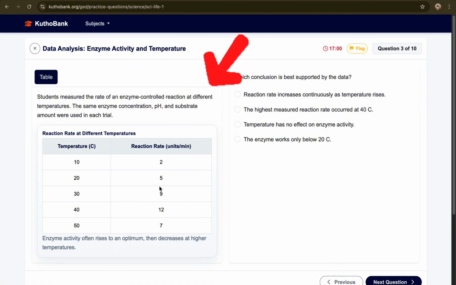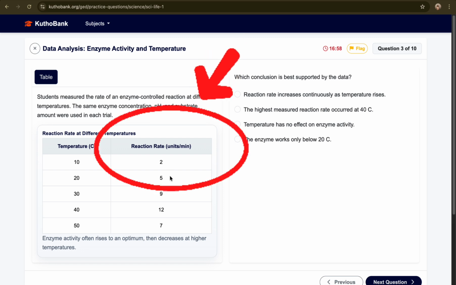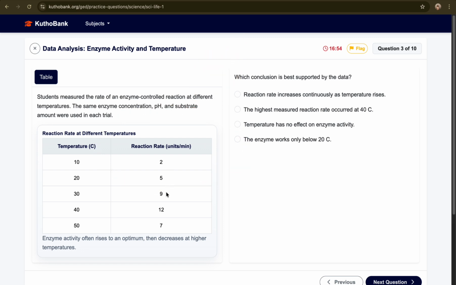So reaction rate here, the first one is 2, it increases to 5, and then 9, and then 12. Until here, the reaction rate increases continuously. However, after that, it drops to 7. So it increases at first, but then it decreases. Therefore, it does not increase continuously. That's why choice A is wrong.